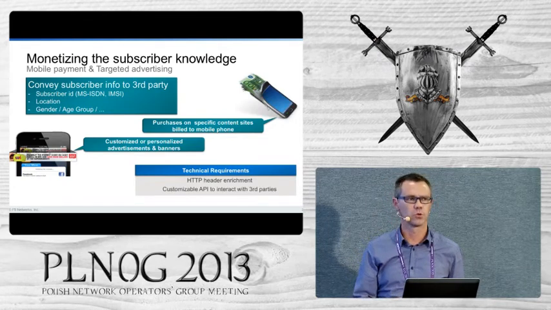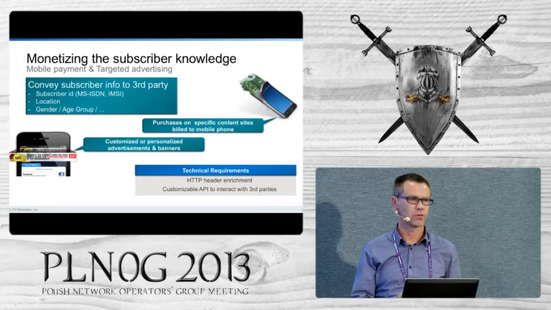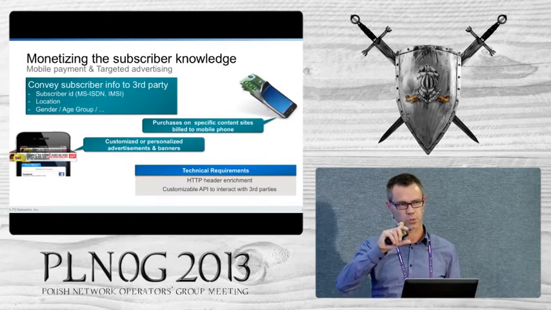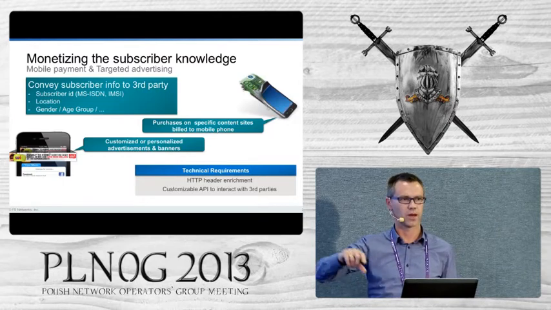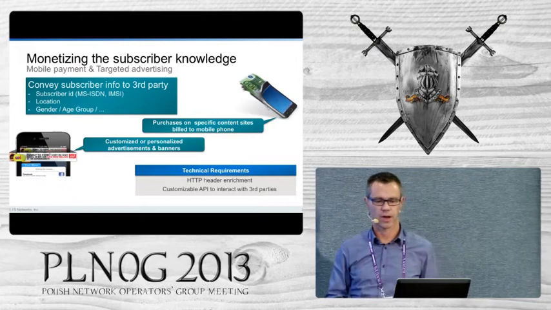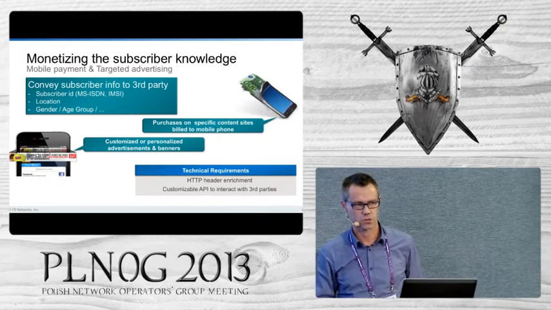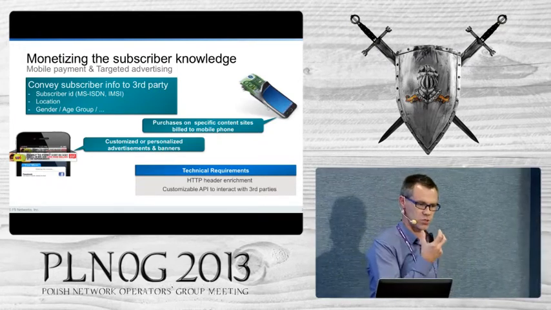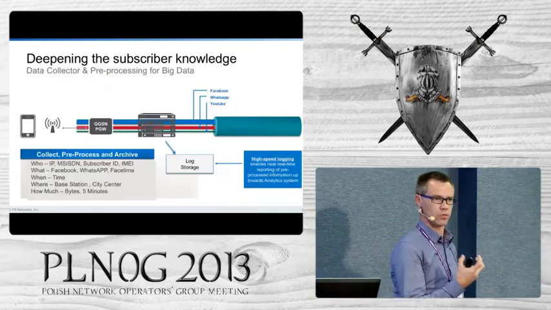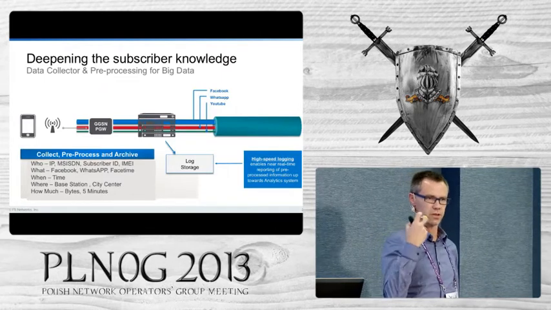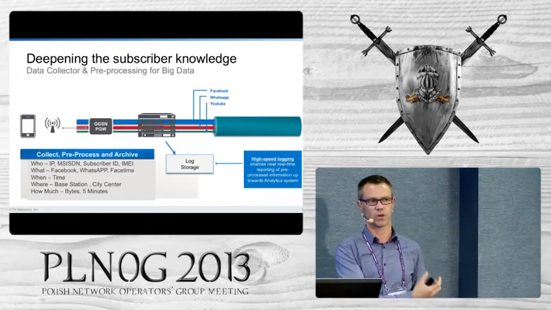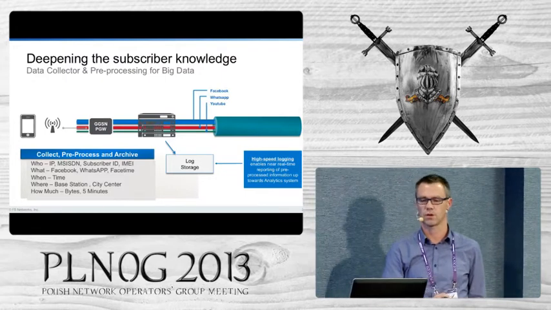So there are already some use cases. HTTP header enrichment is a very popular one, where you add the mobile subscription ID into an HTTP header so you can do a mobile payment service. There are also use cases for advertising agencies, where the service provider, which has the knowledge about the subscriber, sells that knowledge to an advertising agency so that the agency can be more specific in what type of advertisements you're going to send to that user.